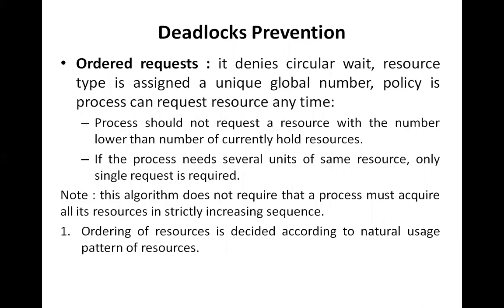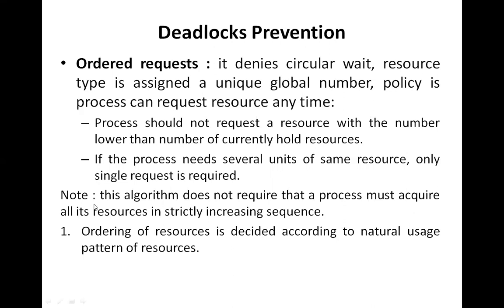Otherwise, if J is less than I, then it will not be allocated. One more thing: if the process needs several units of the same resource, only a single request is required for all the units of that particular resource. This ordered request has proved that if we follow this particular rule, then the resource allocation graph will never make a cycle, denying the circular wait condition, and hence the deadlock will become impossible.